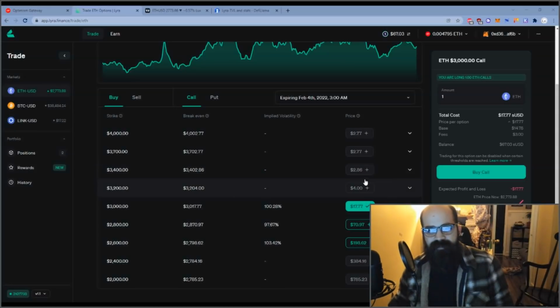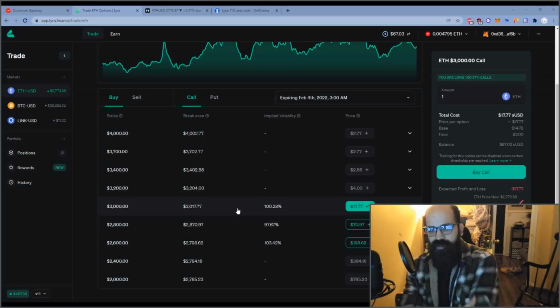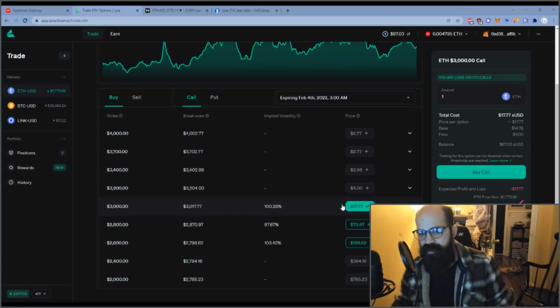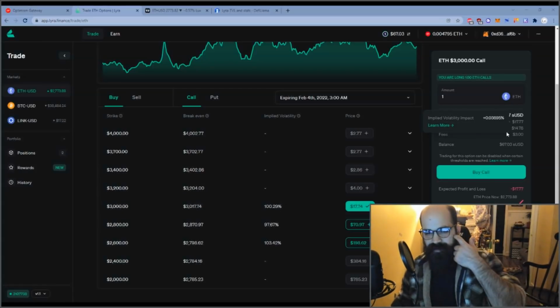So basically, when you buy a call option, you're purchasing the right to buy this asset, Ethereum, at a particular strike price. I purchased the cheapest one for $17, which is roughly $2 and something in fees. Here it says $3, this changed a little bit. $3 in fees and then $14.